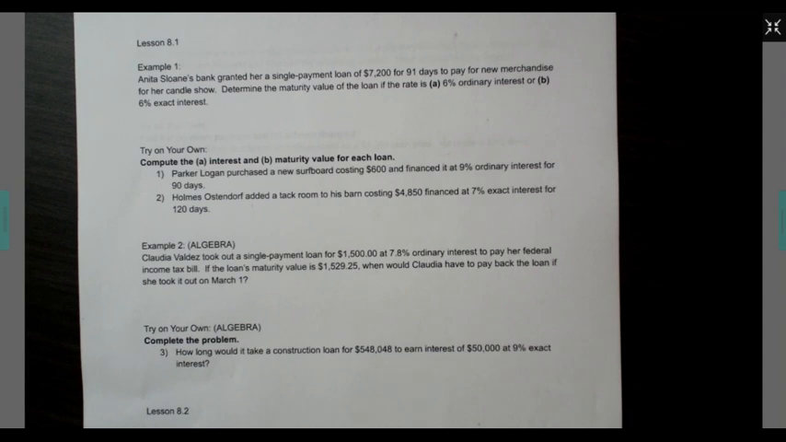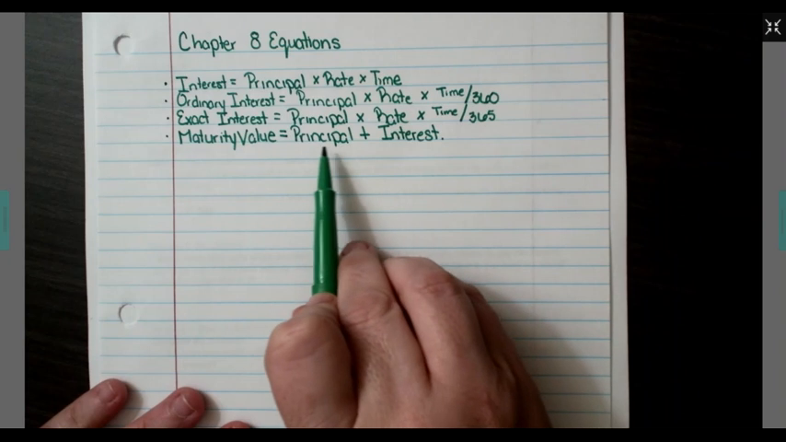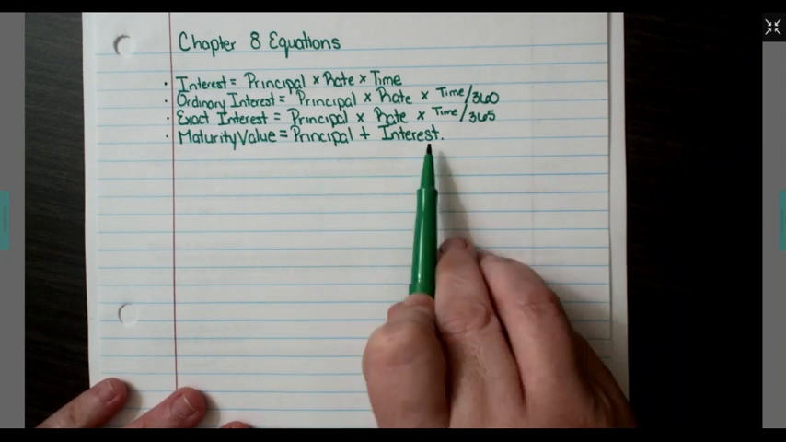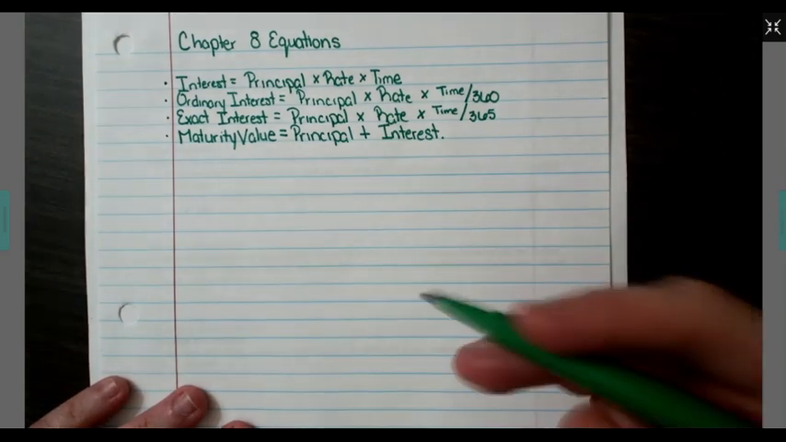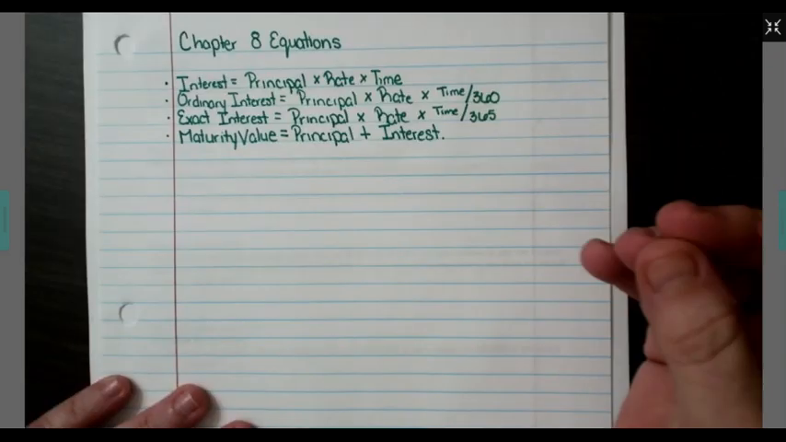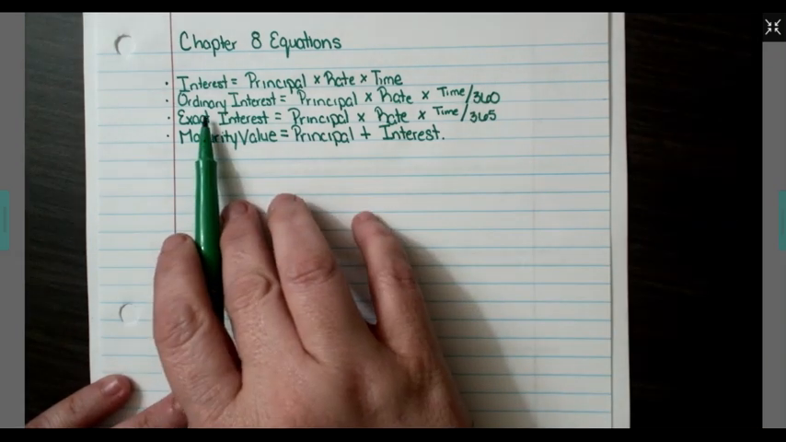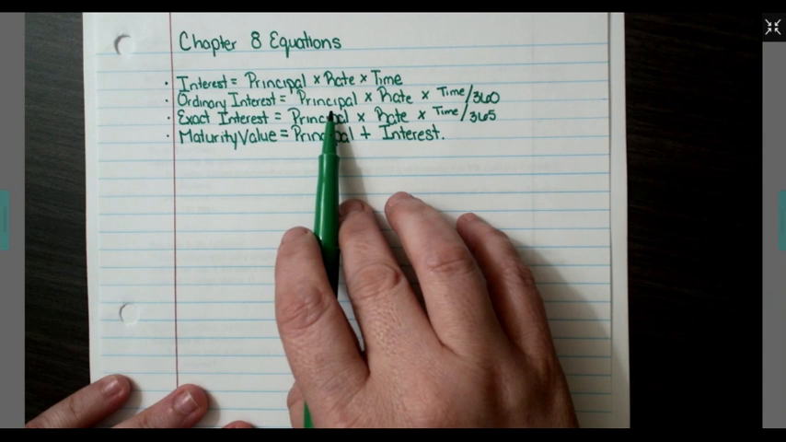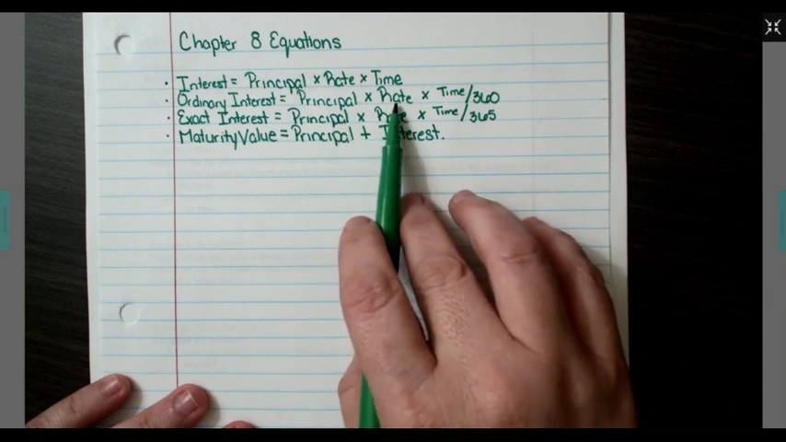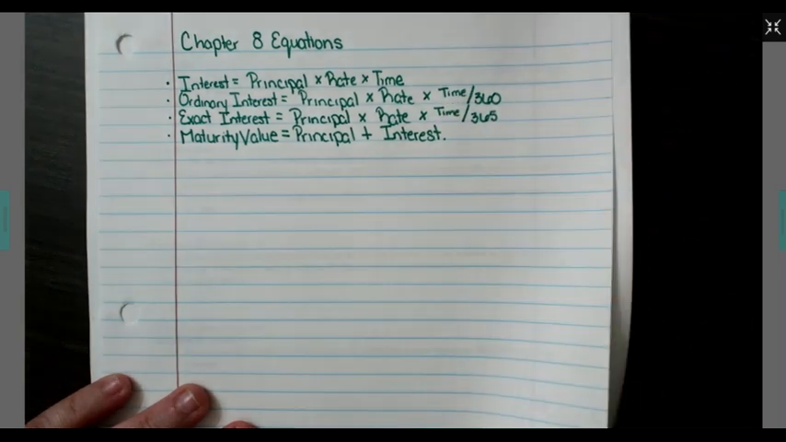Now, in order to find our maturity value, we have to have our principal plus our interest. So then we have to ask ourselves, which type of interest loan are we dealing with? In the first case, it's asking us to do the ordinary interest. So we're going to take our principal times the rate, remember that's your percentage, times the number of days over 360.